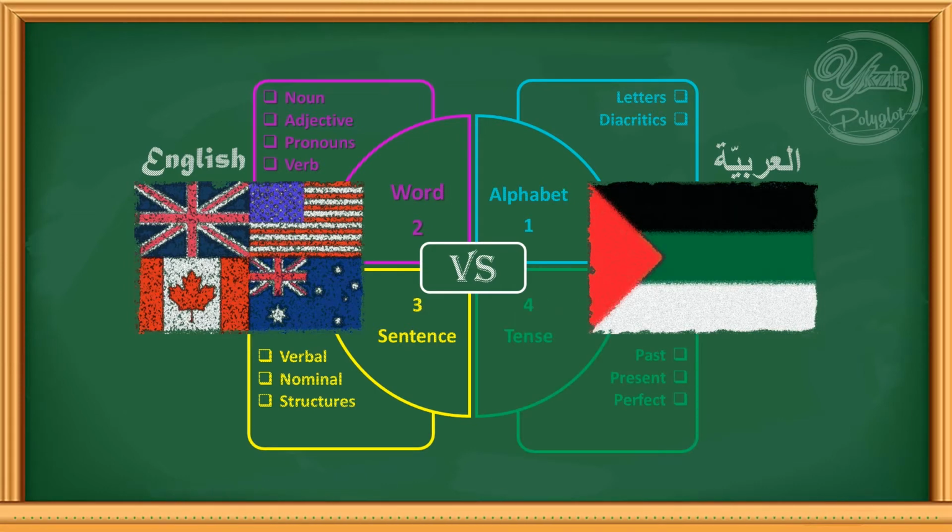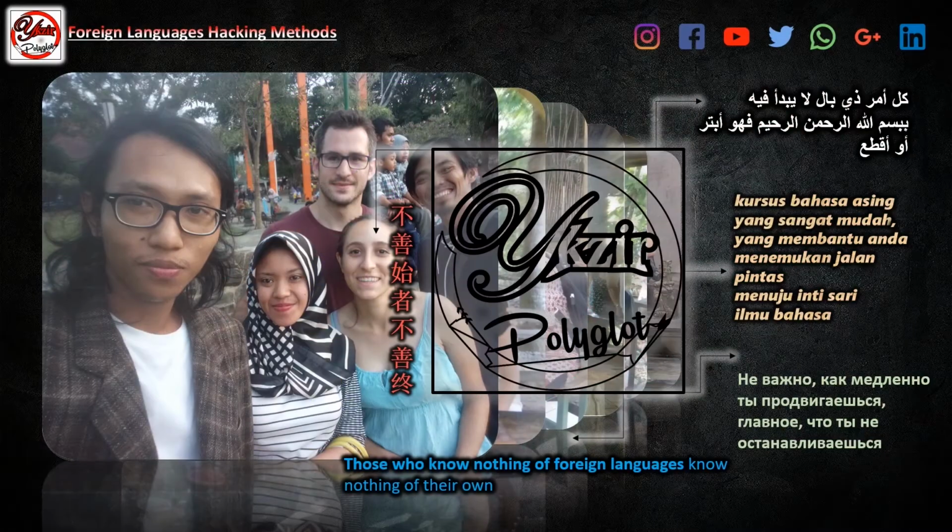The third topic, we're going to talk about their differences and similarities in sentences, including the structure and the word order, and also the difference between the nominal and the verbal sentence. The last topic we're going to talk about in this video is the differences between the two languages in the aspect of verb tenses. Alright, without any further ado, let's check it out.